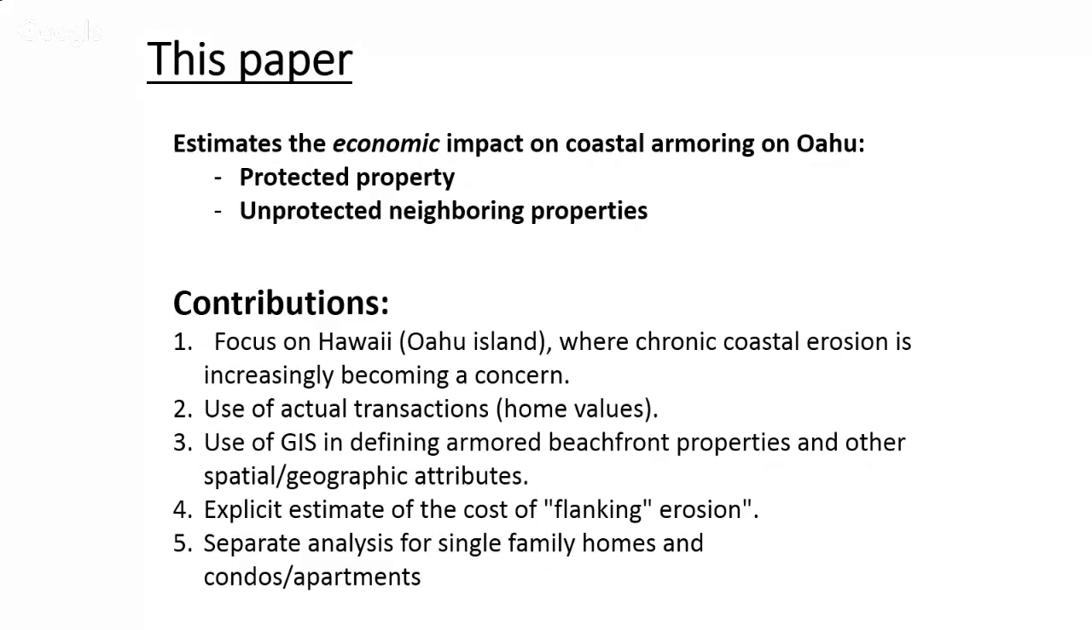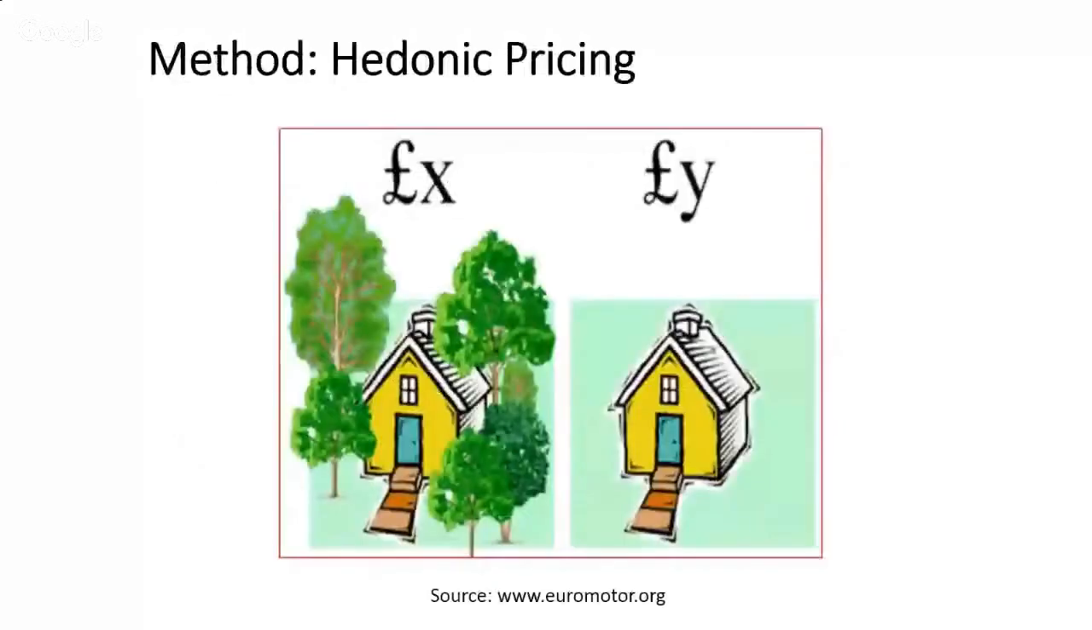And then we also have separate analyses for single-family homes and condos or apartments. So our method is what we call hedonic pricing. So what does it do? It compares two houses, which are assumed to be different only in this example: one has access or is near trees, and the other one doesn't. So the idea is, assuming that they're actually the same, right?